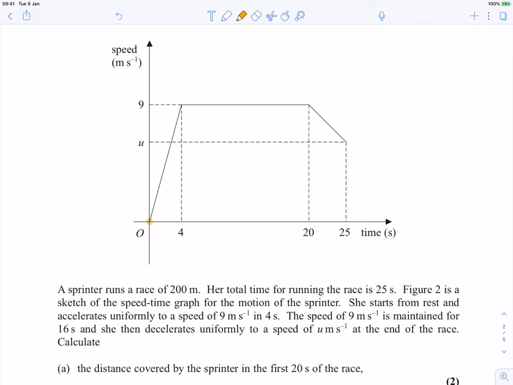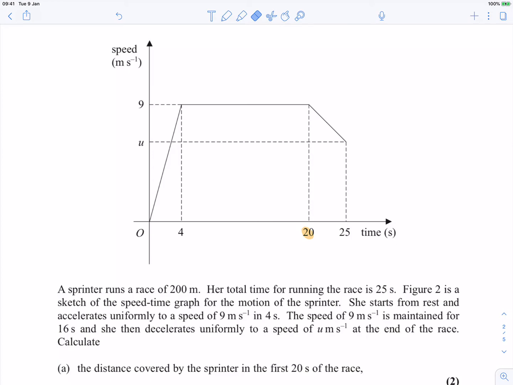And she accelerates uniformly, i.e. a constant gradient. It's not curving or anything like that, it's a straight line to a speed of 9 meters per second. There it is. In the first 4 seconds, there it is. The speed of 9 meters per second is maintained. There it is for 16 seconds. And hopefully you can see why it's 16 seconds, because it goes from 4 to 20, which is indeed 16. Okay, this is making good sense so far.